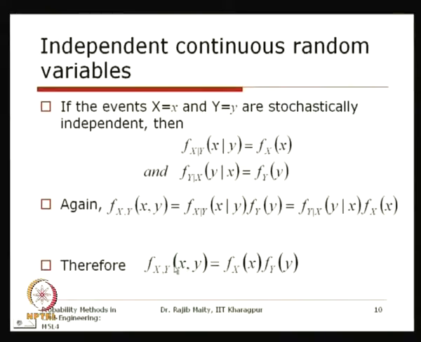Now if we replace this conditional probability with the marginal itself, then both expressions lead to the joint PDF being equal to the product of their marginal distributions, that is, f_X(x) multiplied by f_Y(y). So these are the two conditions, one for the continuous and another for the discrete case, which should be satisfied, and if satisfied, then only can we say that X and Y are statistically independent.